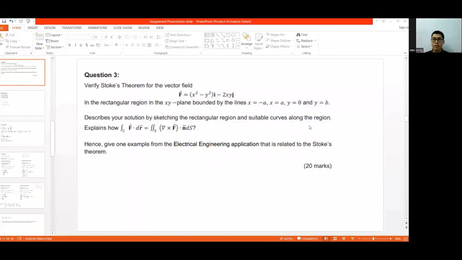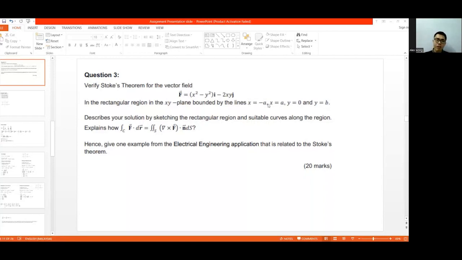I will present question 3. Question 3 needs us to verify Stokes theorem for the vector field F given by this equation. The vector field is in the rectangular region in the xy plane bounded by the lines x equal to negative a, x equal to positive a, y equal to 0 and y equal to b.